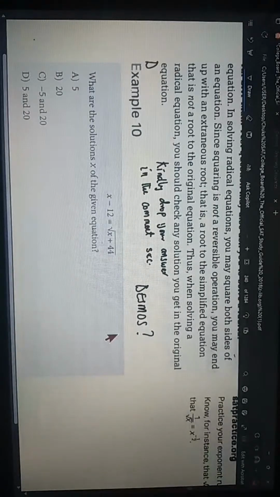This question is Desmos compatible. I mean, you can solve this problem with Desmos. You just have to put in the equation on Desmos, and you look for the point where the curve will intersect with the x-axis, and that will be your possible answer. The point where it intersects with the x-axis will be your possible answer.